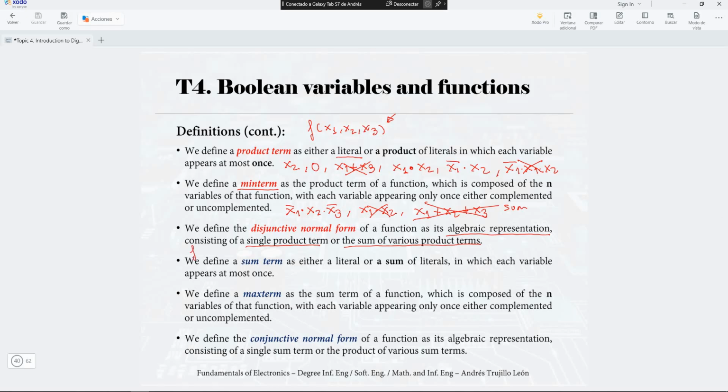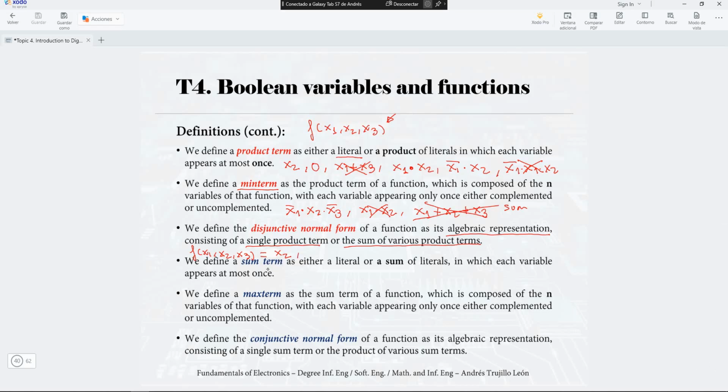Imagine that we have a function of 3 variables. Imagine that the function is this, x2. Is that a disjunctive normal form? Yes, because it's a single product term. x2 is a literal, so it's a product term. So it's a single product term, so it's right.